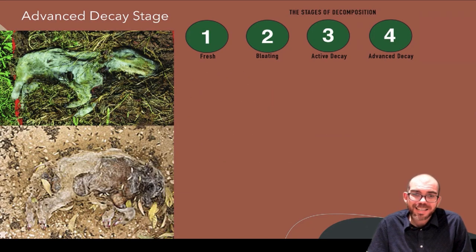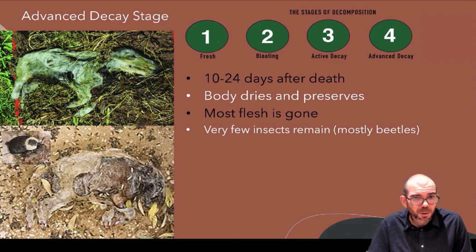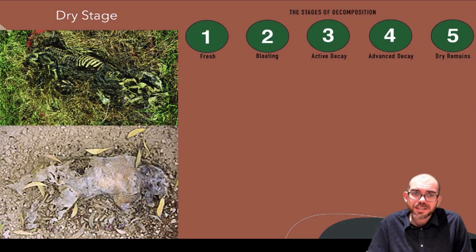After active decay is advanced decay. This is 10 to 24 days after death. The body dries and begins to preserve. Most of the flesh has gone away, so very few insects remain. Only larger insects like beetles, who have the mandibles, the mouth parts, to be able to pick away off the bone. The last phase is the dry phase.